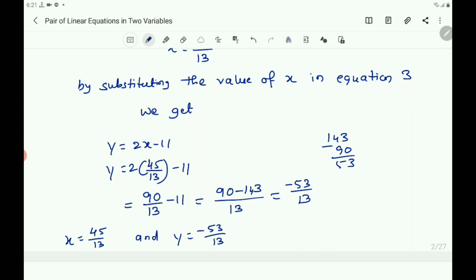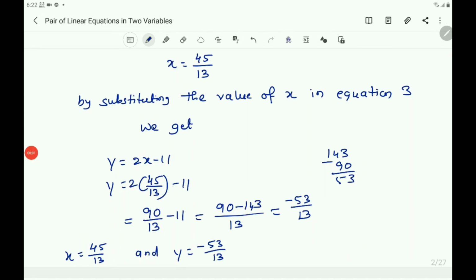We can verify by substituting x equals 45 by 13 and y equals minus 53 by 13. You can verify that both the equations 1 and 2 are satisfied or not.